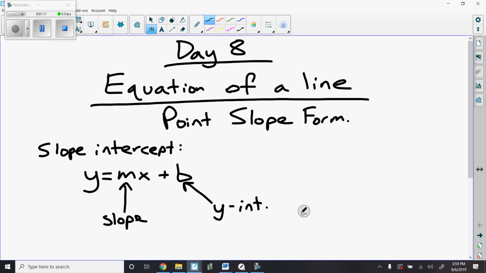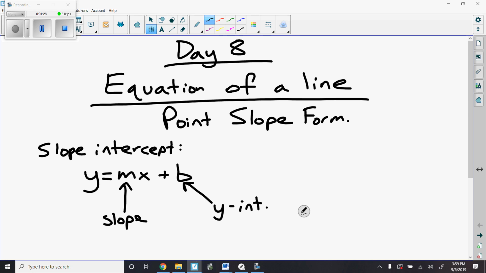Now, y equals mx plus b always holds a special place in my heart. It's the first type of lines that I wrote equations for. And we'll still use it in AP Calc, but not as often as we use point-slope form.